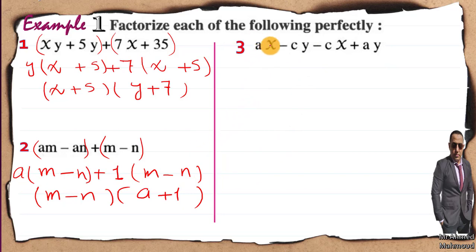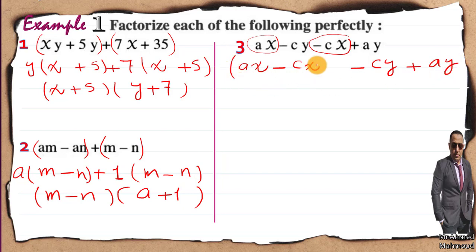I'm going to rearrange. I'm going to take the first with the third or with the fourth. It's up to you. Both are correct. Okay, I'm going to take first and the third beside each other like this: ax minus cx. And here negative cy positive ay. I'm going to put a bracket here and a bracket here, but don't forget you have to write plus in between.